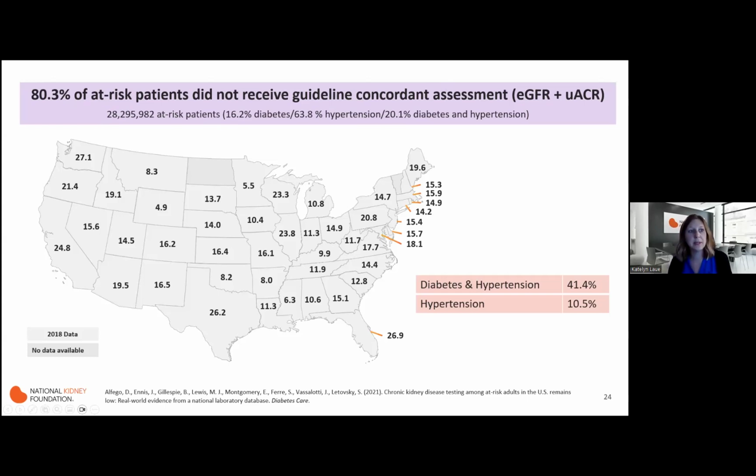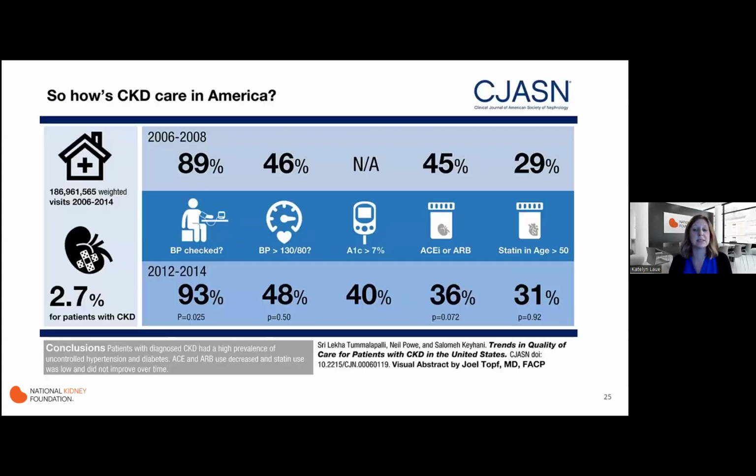Patients who had both diabetes and hypertension were tested a little bit more frequently, as you can see in this orange box, compared to those that just had hypertension. But overall, we still have a lot of room for improvement here. And guideline concordant screening is really one of the main barriers to having better diagnosis and better early management of kidney disease. We really could use a lot of help with that better early diagnosis and better management.